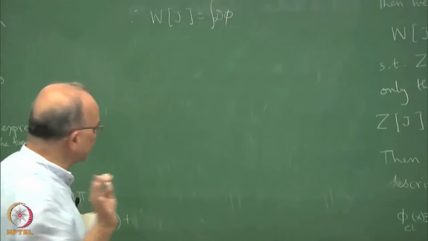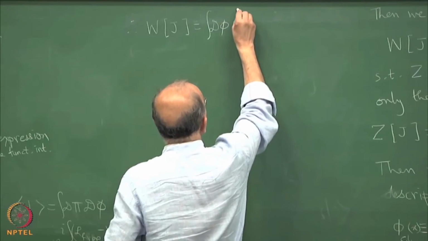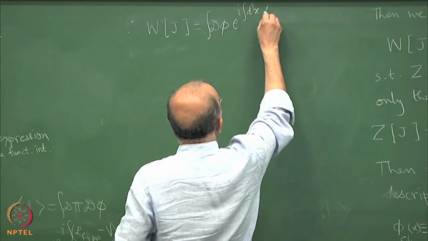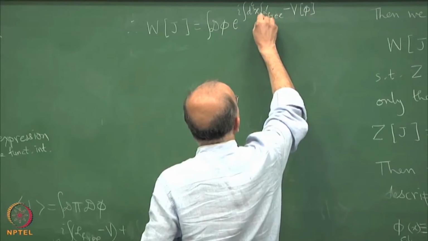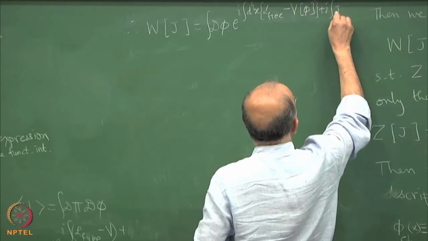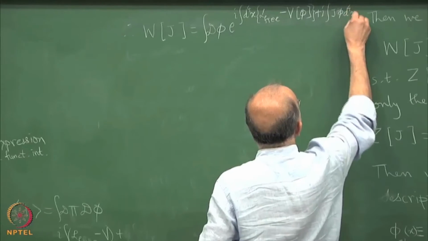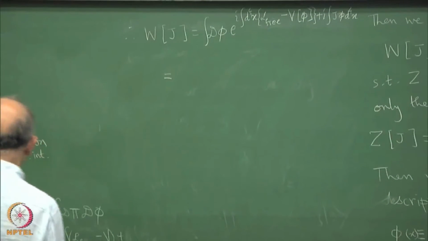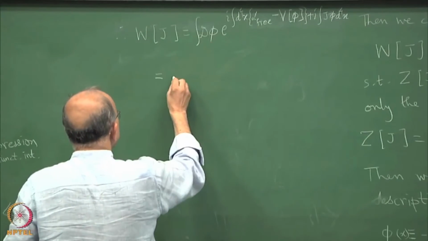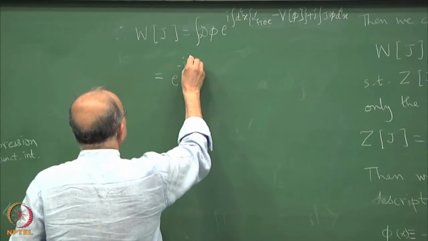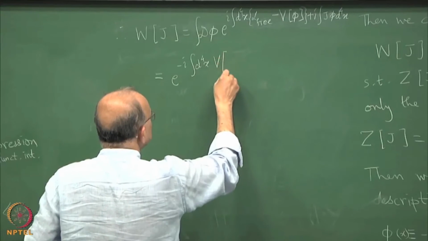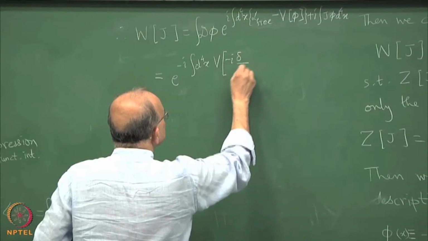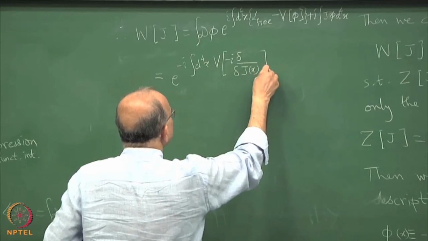and well, we have been using the Lagrangian version for long now, so let's not worry about the pi part. e raised to i times integral d4x L free minus V of phi plus i integral J phi d4x becomes equal to, since the V now as this operator doesn't involve phi, I pull it out of everything, including the functional integral over phi, to write e raised to minus i times integral d4x of V, so all this is completely formal now, it has no meaning by itself, in the exponent.